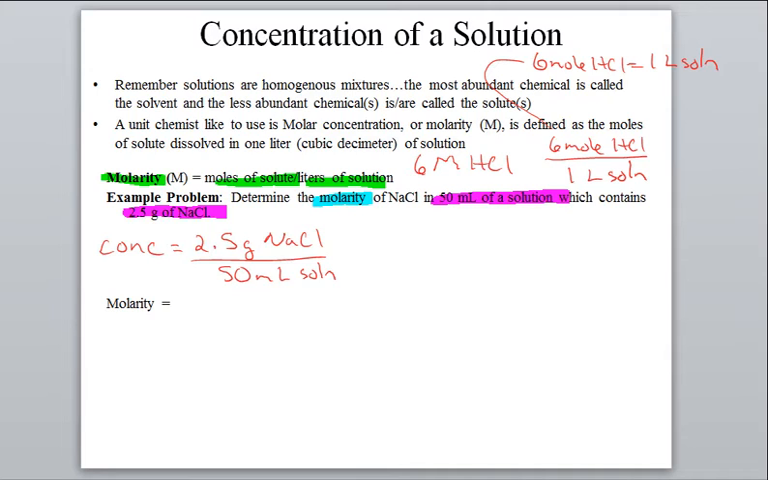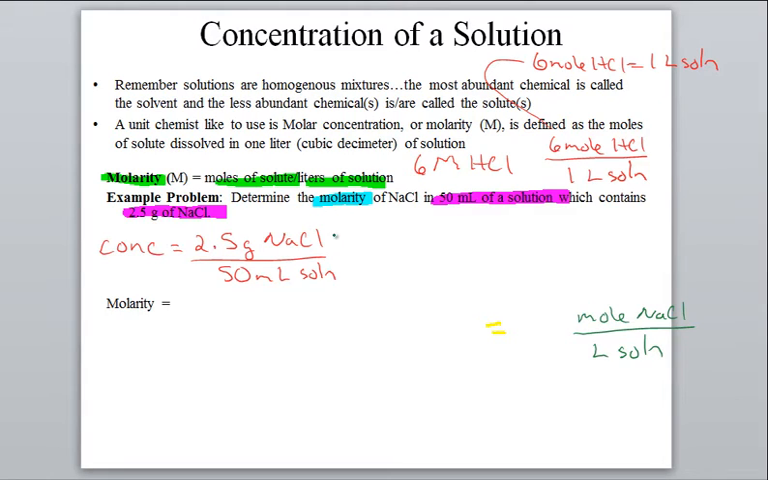That's a concentration unit. It's a perfectly acceptable one. But what if we wanted to have it in units of molarity? So we want to eventually get the units to be moles of sodium chloride per liter of solution. So how do we do that?